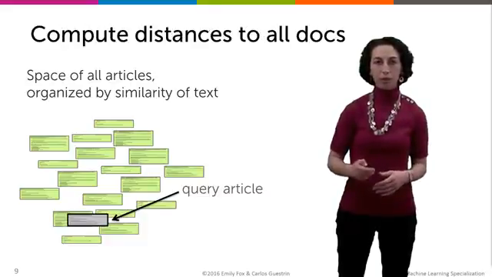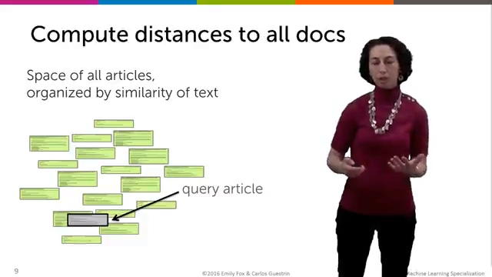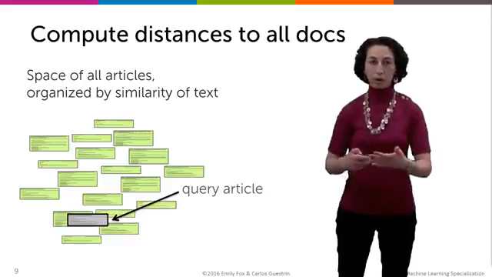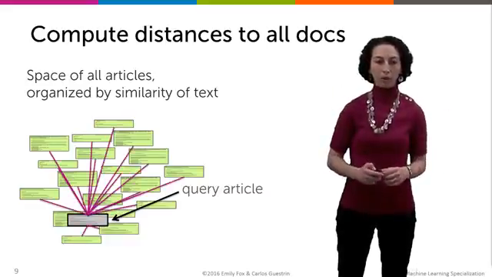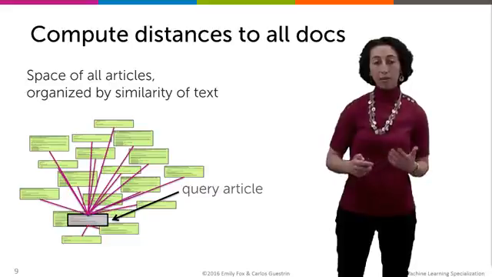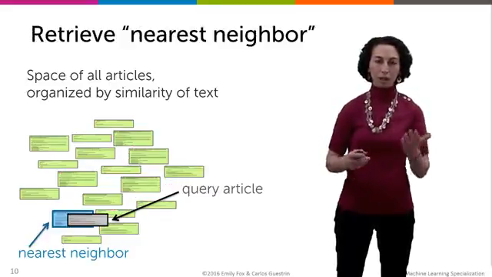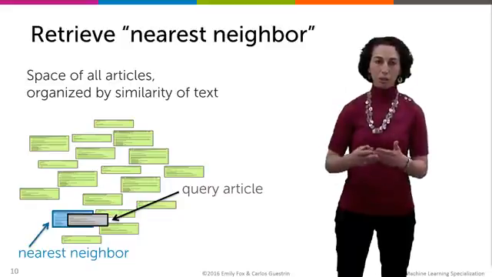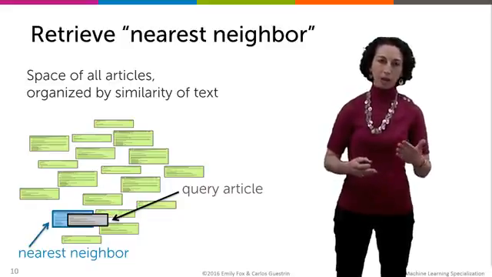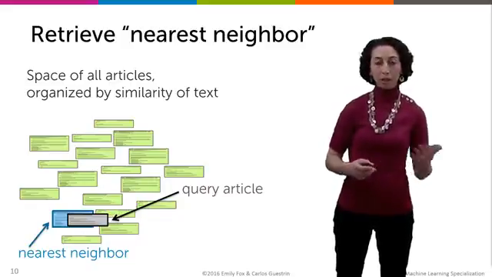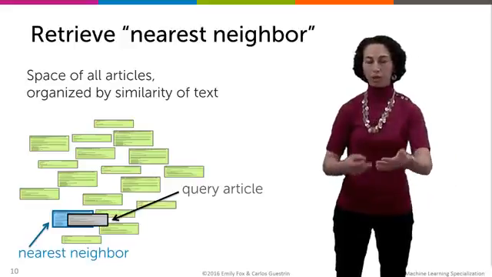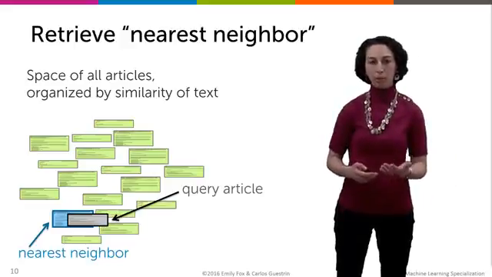To do this, the first step is we need to compute the distance between this query article and all other articles out there. Then, having computed all of these distances, we simply search for the article that has the smallest distance to the query article, and we call that the nearest neighbor. That's the article that we're going to retrieve and present to this user as the next possible article they might be interested in reading.